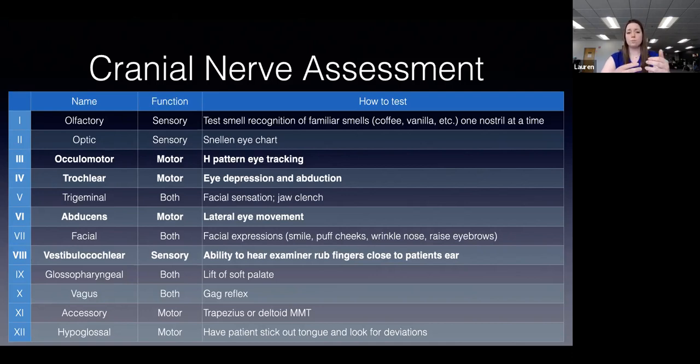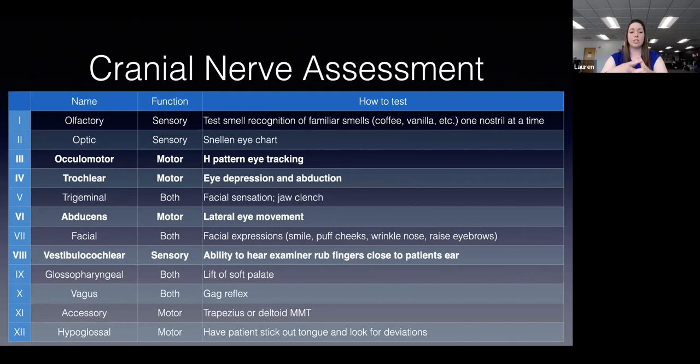For facial nerve, again, it is sensory and motor. The sensory component is part of the taste on the tongue. I believe facial is the posterior third of the tongue, but facial expressions are very easy. Have them smile, puff their cheeks out, wrinkle their nose, raise their eyebrows. That covers all components.